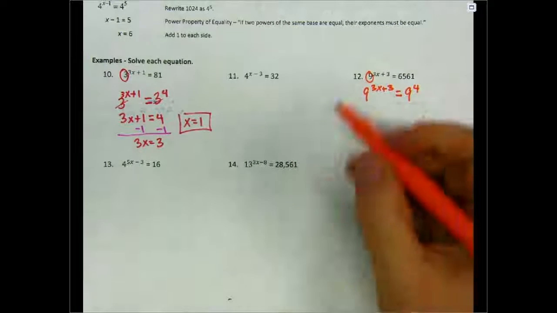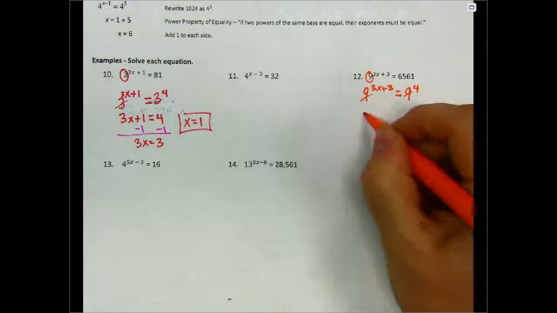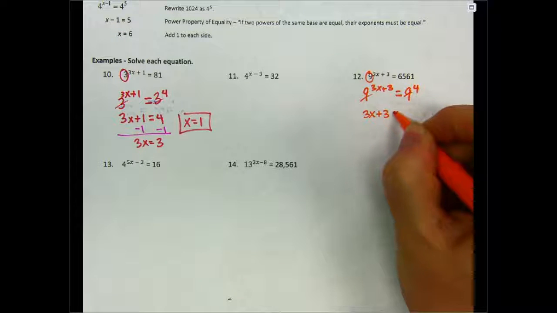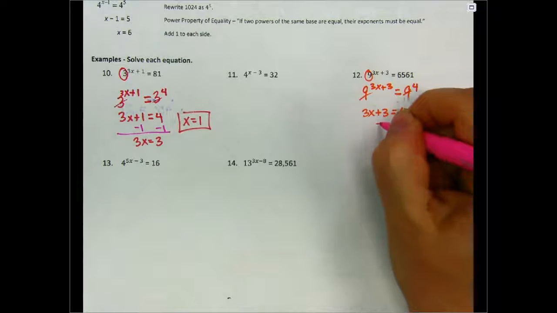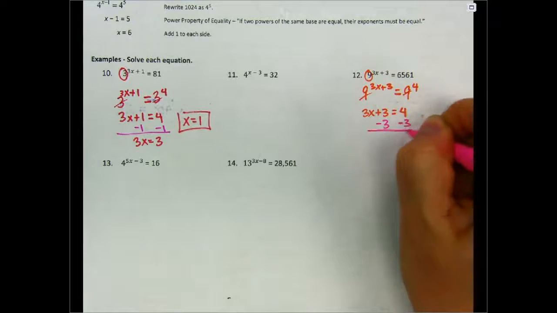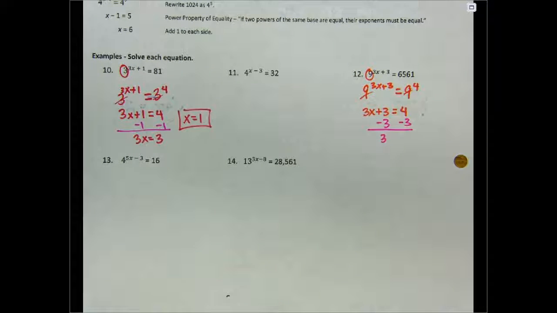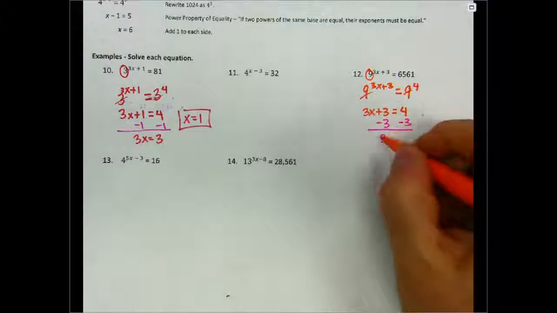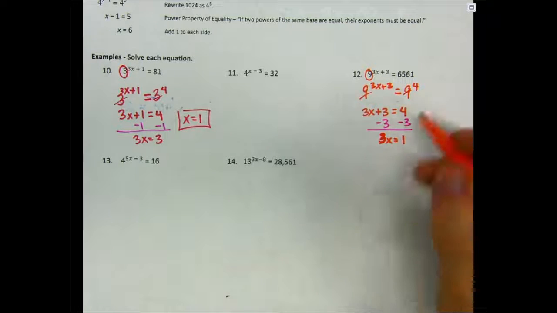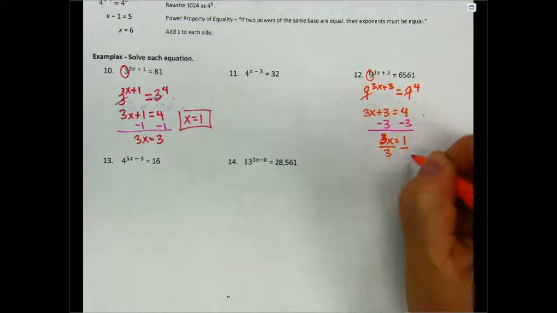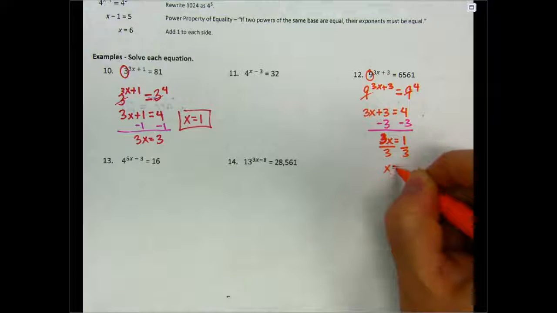Now that I have the same base, the bases cancel, and I'm left with 3x plus 3 equals 4. I'm going to solve by subtracting the 3 from both sides. And I get 3x equals 1. Now I am going to get a fraction. That could happen. So I get x equals 1/3.